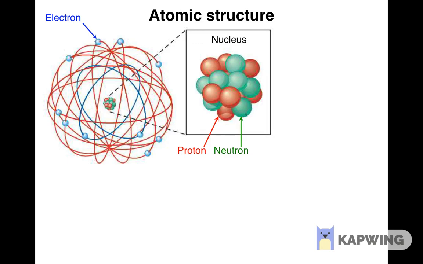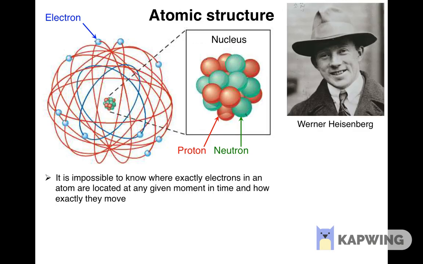The first thing we need to note is that it is impossible to know where exactly electrons in an atom are located at any given moment in time, and how exactly they move. A fundamental law of nature that was discovered by the German physicist Werner Heisenberg and is known as the uncertainty principle is responsible for the state of affairs. We can only know how likely it is to find an electron at various points around the nucleus.